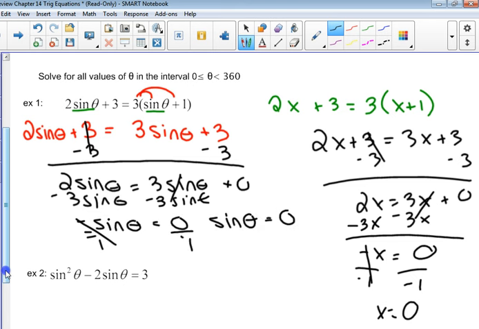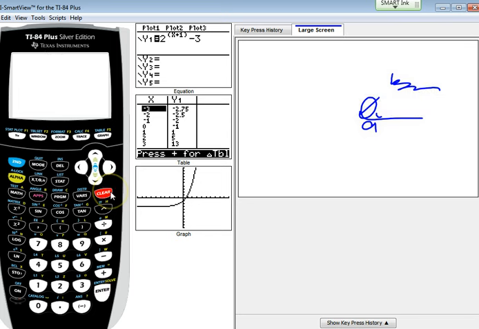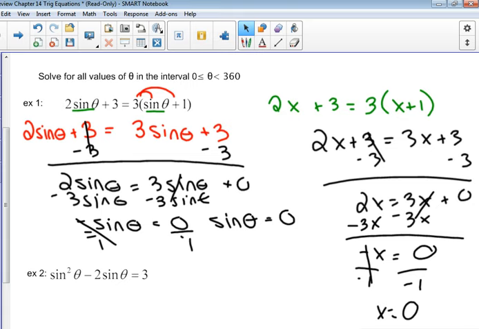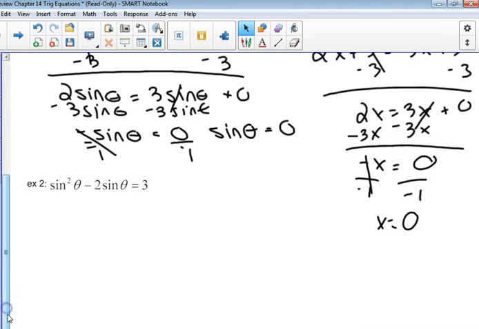What do you have to do if you're missing your degree? Good. Second function key. So we do second sine of 0, and we get 0. Now, when you have zeros, ones, or negative ones, you have to be really careful because your calculator only gives you one option. Right, the ordered pairs, exactly.